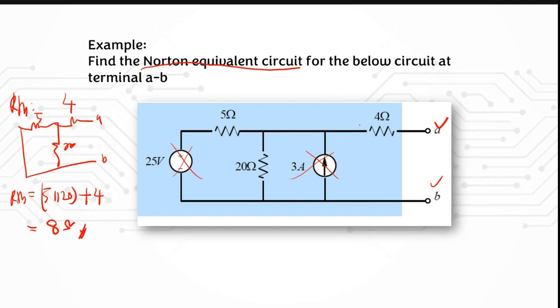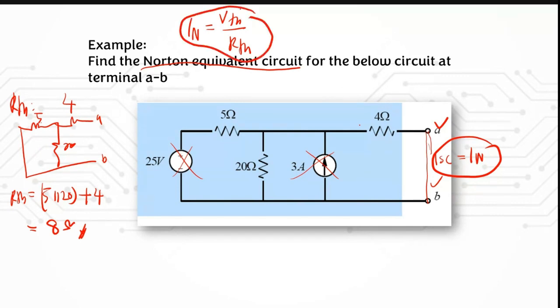And then, remember that in order to get IN, the way you can calculate is VTH over RTH, or you can calculate ISC directly here, because you know that ISC is equal to IN. You can choose any method to calculate ISC directly, or you can just use this formula. But for me, I like to calculate VTH first, and because I already have RTH, I can then calculate IN.